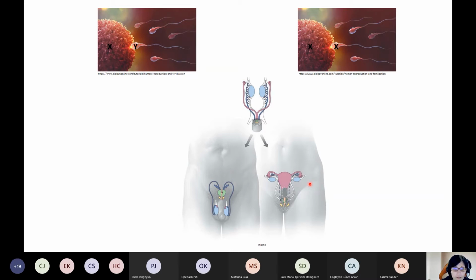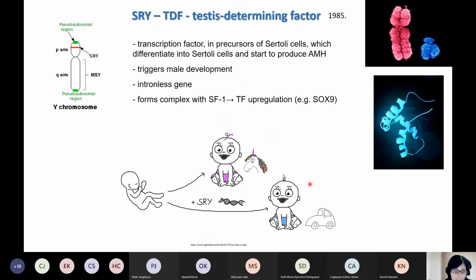For defining this, we need one gene, and this gene is the key factor. This is called the SRY gene. The SRY gene is found on the short arm of the Y chromosome. Of course, it codes a protein like every other gene, and this protein could be named the SRY protein or the TDF. TDF means the testis determining factor. The testis determining factor, or SRY protein, is a transcription factor.